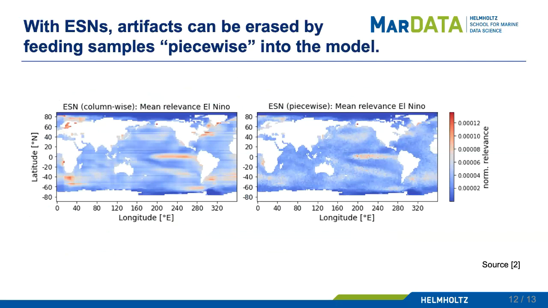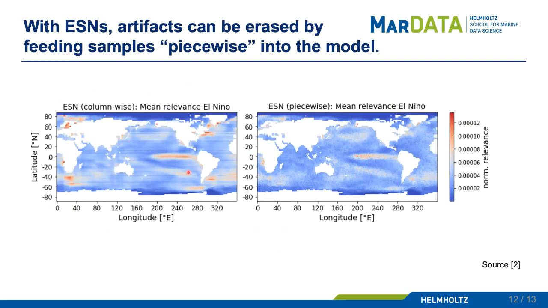The last thing I want to do is come back to our echo state networks. So I showed you before that we have highest relevance here in the tropical Pacific, in this gateway between South Africa and Antarctica, which is not quite reasonable. And we have these stripes, as I said. And the stripes are horizontal if we feed samples column by column to the model. And both turn out to be artifacts.